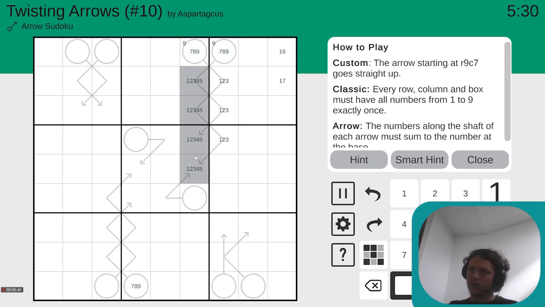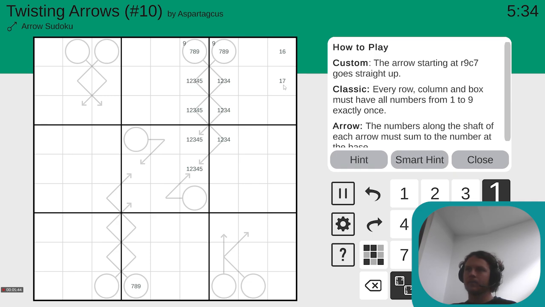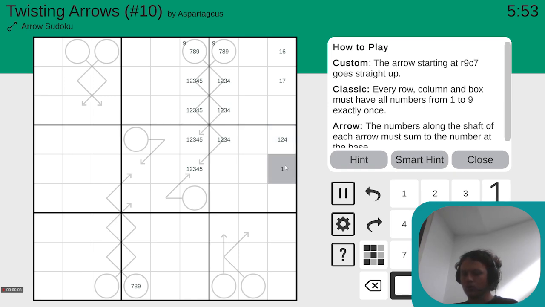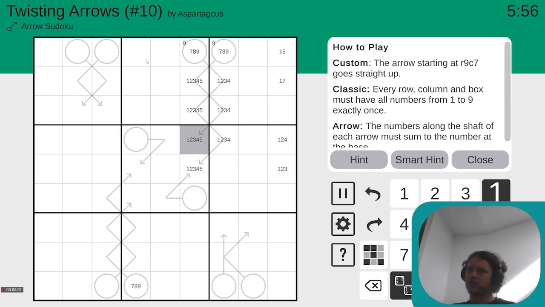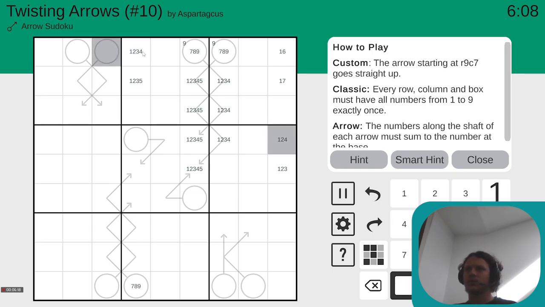And this can be 1, 2, 3, 4, 5, or this can be 1, 2, 3, 4. And this sums to 16 or 17. So we know these three are either 1, 2, 4, or 1, 2, 3. And this left one is either 1, 2, 3, 4, or 1, 2, 3, 5. I've got a feeling we're not going to need to use these cells over here, so we'll just mark them. Actually, we'll do a little bit lower.